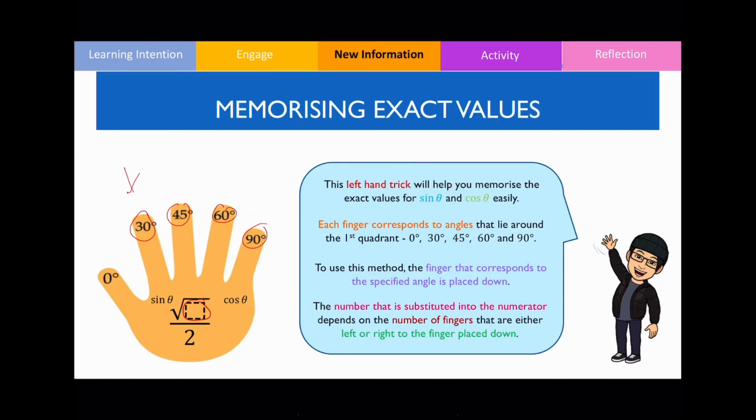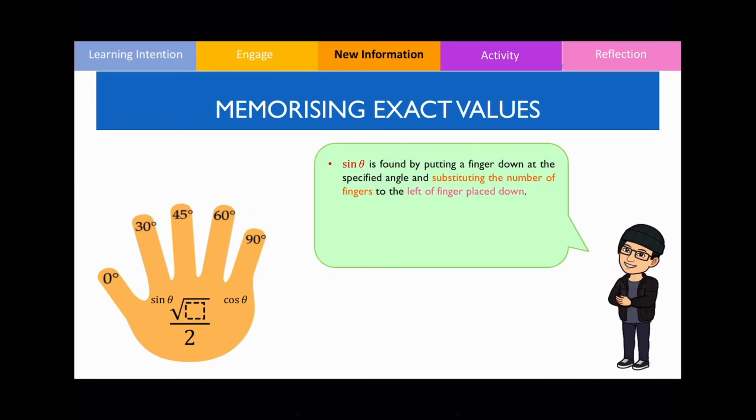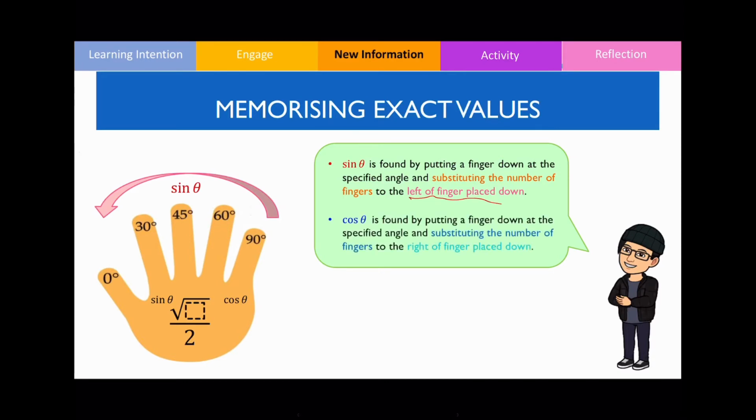That probably doesn't make any sense right now, but once I've gone through a few examples, you'll see how this trick works. If the question wants you to find sine 30, sine 45 or sine 60, you put down the finger at the specified angle and then substitute the number of fingers found towards the left. That's what this diagram is showing. In contrast, if a question is asking you to find the cosine of one of the angles specified here, you substitute the number of fingers found to the right of the finger that you place down.